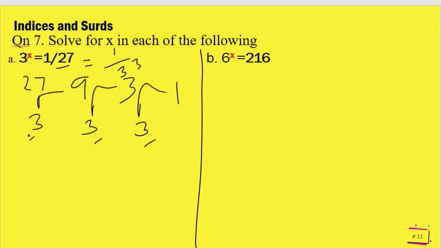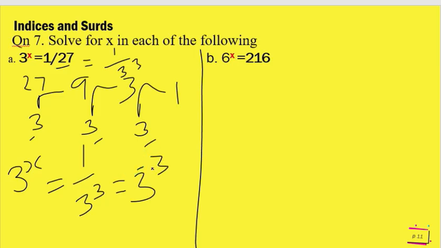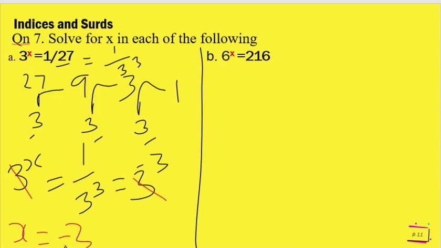So therefore we have 3 power x is equal to 1 over 3 power 3, and you have said this one can be written as 3 power, reciprocal of it, negative 3, and because 3 and 3 are the same, we can cancel the base and deal with the index. So index are also the same, and x now becomes negative 3. So x is equal to negative 3 to the first question.